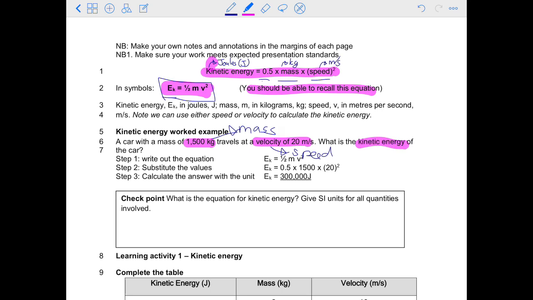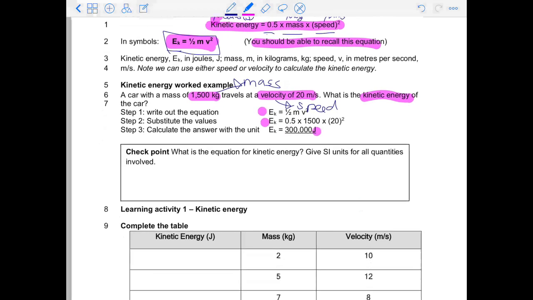So we write down the equation. Kinetic energy is equal to 1/2 times mass times velocity squared. You plug in your numbers, so 1/2 equals 0.5 times 1,500 kilograms times 20 squared. That's something you can plug into your calculator, and you end up with 300,000 joules. Don't forget that you always need that final unit for that value.